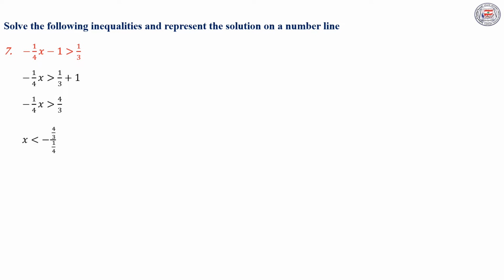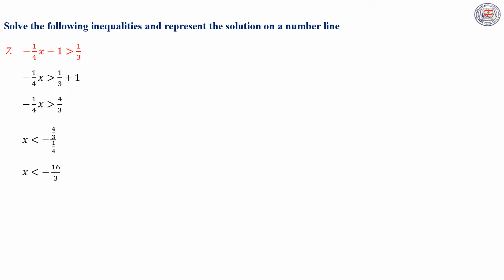To find x, first of all we have to change the inequality from greater to less, since the coefficient of x is a negative coefficient, minus 1 over 4. X is less than minus 4 over 3 over 1 over 4. You put minus 4 over 3 over 1 over 4 on your calculator and you find that x is less than minus 16 over 3.